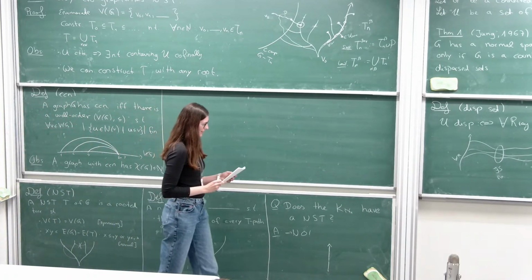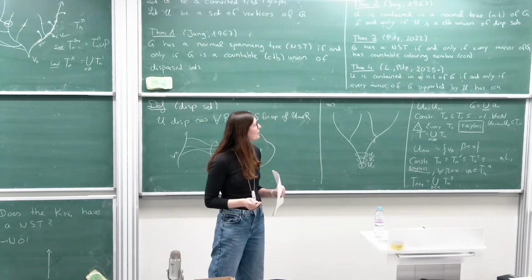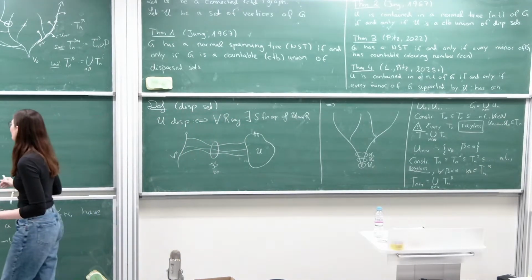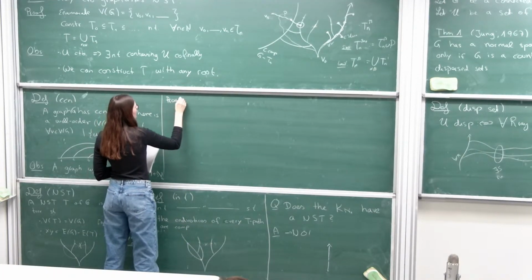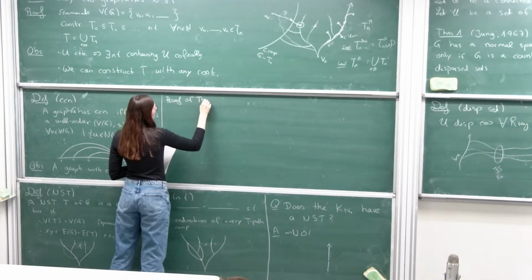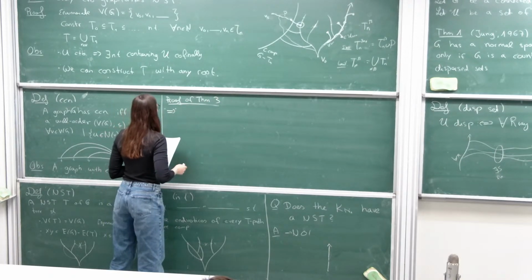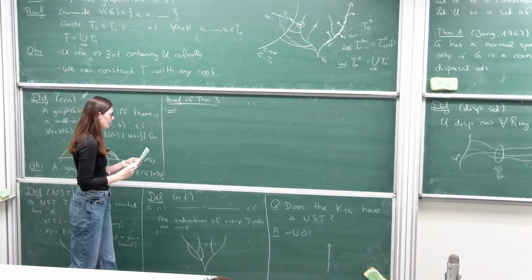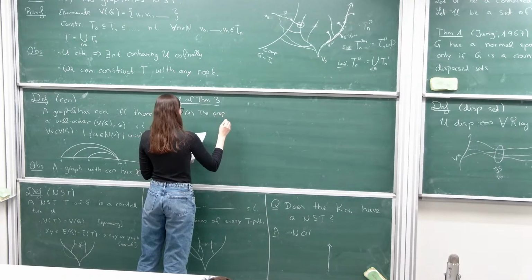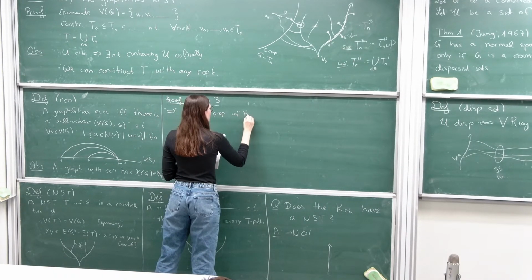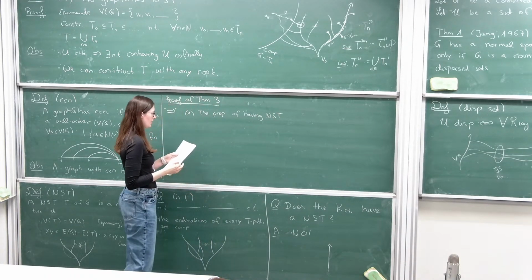All right, so we plan to look at Theorem 3. I would like to show you the idea of the forward direction. This proof follows from two facts. Fact number 1 is that the property of having normal spanning trees is closed under taking connected minors.